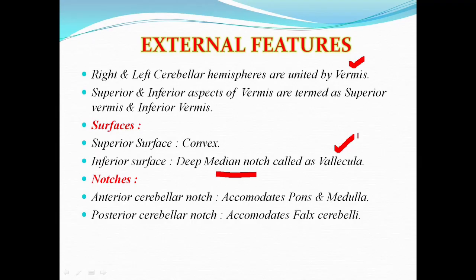In the anterior cerebellar notch, the pons and the medulla oblongata are accommodated. On the posterior cerebellar notch side, when we study the dural folds, we have the falx cerebelli, which separates the right and left cerebellar hemispheres, so that it is accommodated in the posterior cerebellar notch.